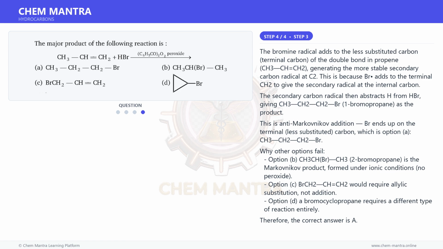Option B, CH3CHBrCH3, 2-bromopropane, is the Markovnikov product formed under ionic conditions, no peroxide. Option C, BrCH2CH=CH2, would require allylic substitution, not addition. Option D, a bromocyclopropane, requires a different type of reaction entirely.